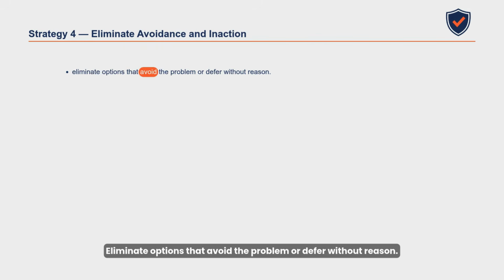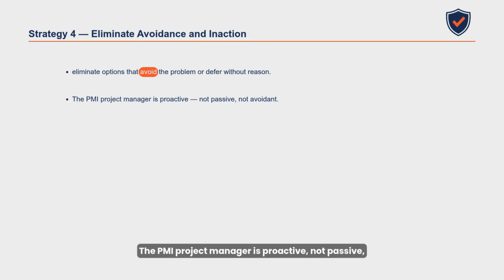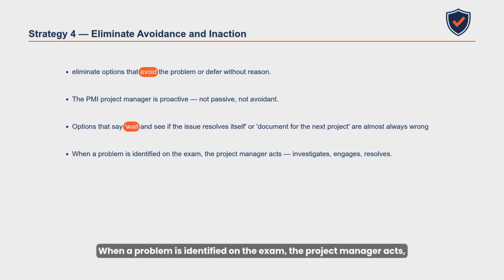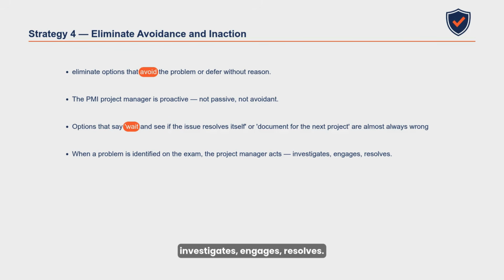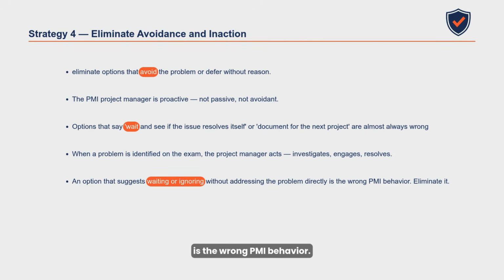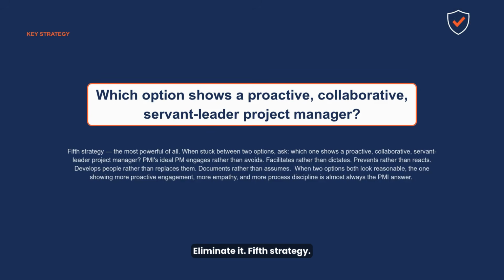Fourth strategy: eliminate options that avoid the problem or defer without reason. The PMI project manager is proactive, not passive, not avoidant. Options that say, wait and see if the issue resolves itself, or document for the next project, are almost always wrong. When a problem is identified on the exam, the project manager acts, investigates, engages, resolves. An option that suggests waiting or ignoring without addressing the problem directly is the wrong PMI behavior. Eliminate it.